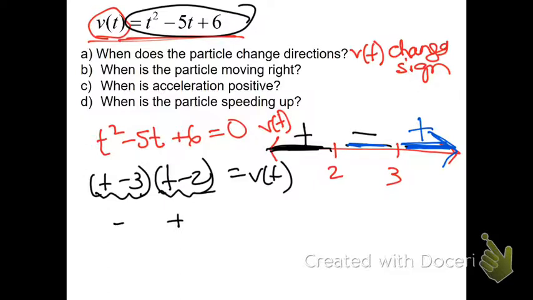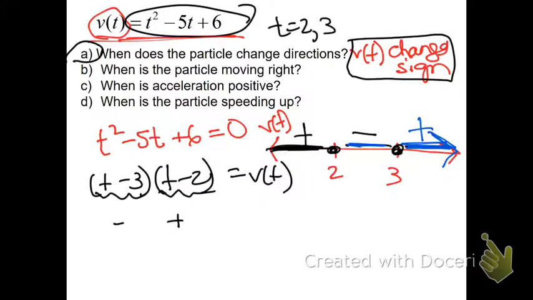So, to answer part A, when does the particle change directions? That's when velocity changes signs. So that'll be when velocity goes from positive to negative, which is here, and when velocity goes from negative to positive, which is here. So the answer to part A would be when t equals 2 and when t equals 3. Okay? Part B, when is the particle moving to the right?